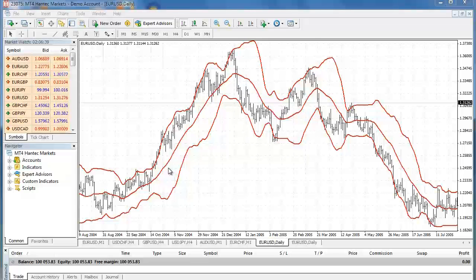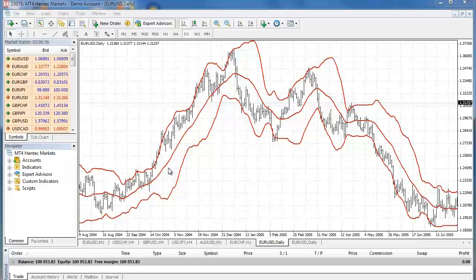Since their introduction by John Bollinger in the 1980s, Bollinger Bands have grown in popularity to become one of the most widely used tools of technical analysis. They are included as a part of the default setup in nearly all modern charting packages, including the one that is part of your MT4 trading platform.